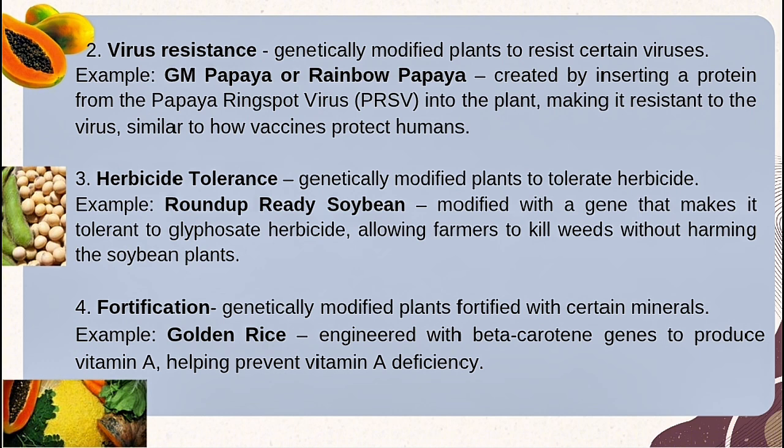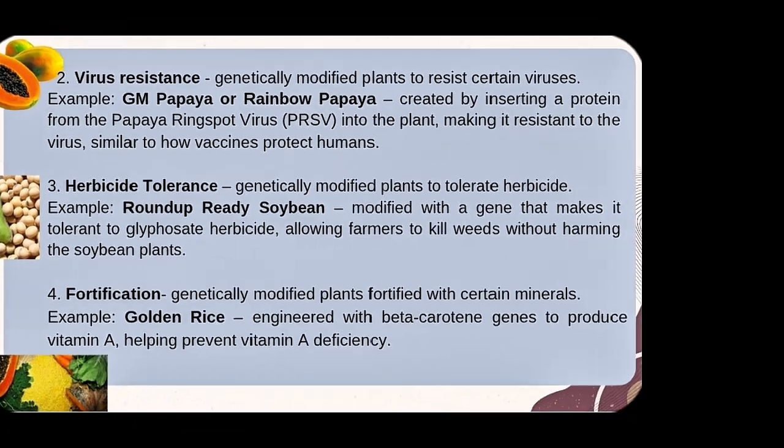Fourth is fortification. Genetically modified plants fortified with certain minerals. This means plants are improved to have added nutrients or vitamins. An example is golden rice, engineered with beta-carotene genes to produce vitamin A, helping prevent vitamin A deficiency.